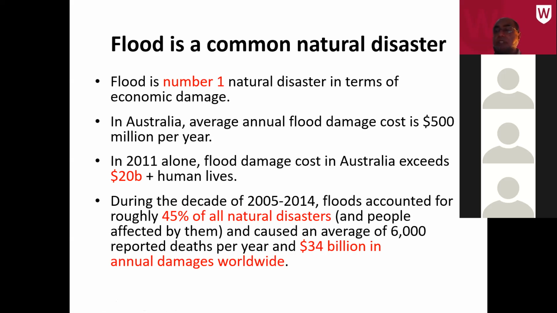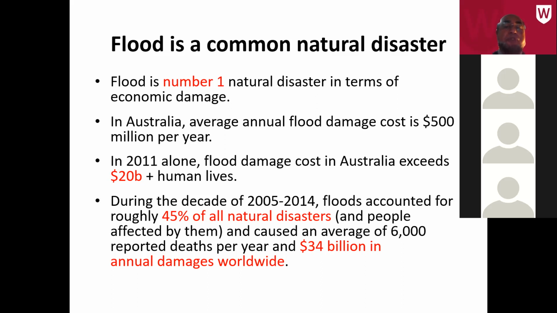These are some common things, just to give a little perspective on why you want to do it. Flood is the number one natural disaster in terms of economic damage. If we consider all natural disasters, floods and storms are number one in terms of economic damage. In Australia, average flood damage cost is $500 million a year. But in some years, this cost is much higher. For example, in 2011, the flood cost was more than $20 billion in Australia, and around 38 people died due to these flood events.